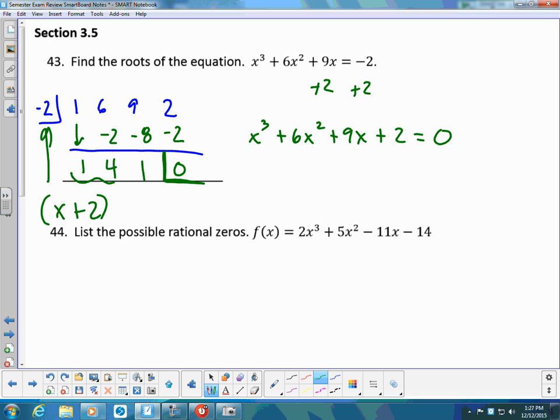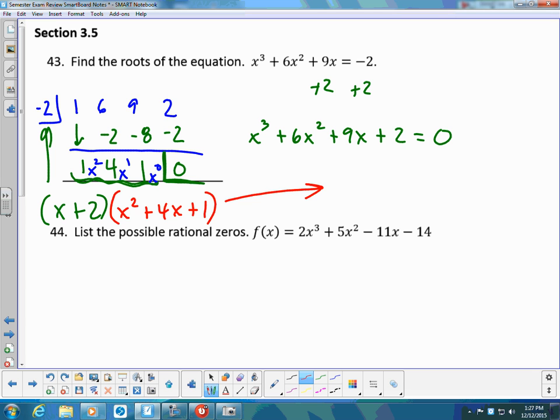But the other factor would be gotten from these: x to the 0 term, x to the first term, x to the second. So I should also have x squared plus 4x plus 1. Now, does that factor? X squared plus 4x plus 1, the product would be 1, the sum would be 4. I don't think that's going to work. So that means that we are going to need to do a quadratic formula on this.